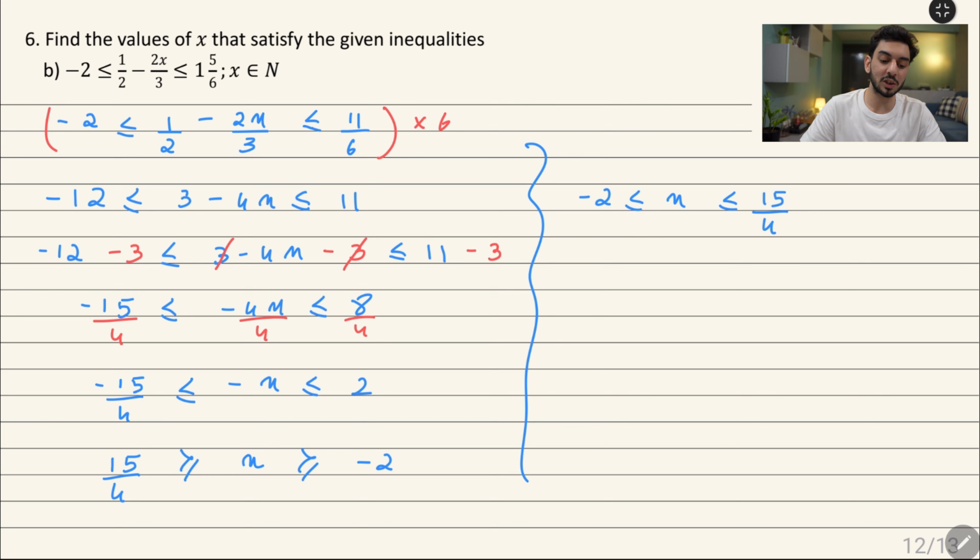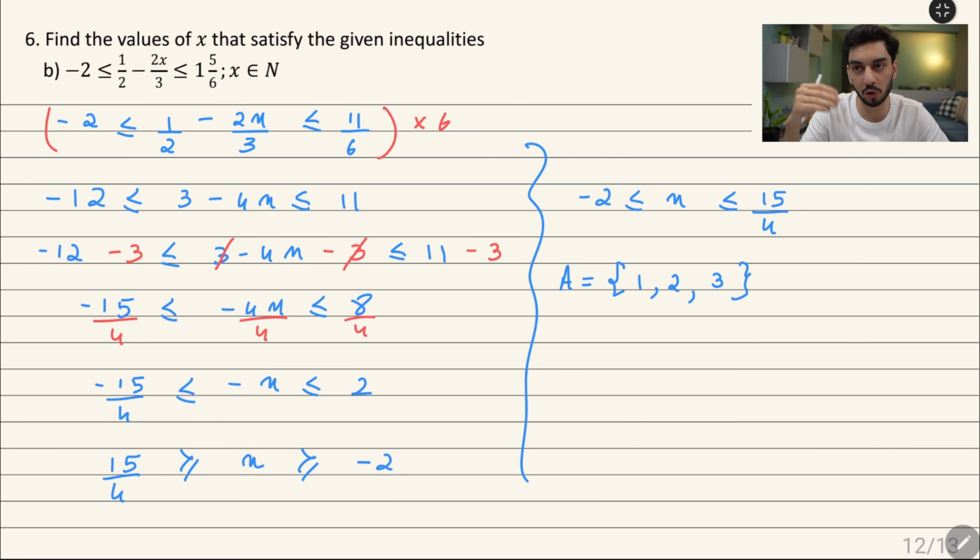Now the question says that x belongs to N, which means x is all natural numbers. So from negative 2, we just need to start counting where the natural numbers are. So negative 1 excluded, 0 excluded. My solution set would be starting from 1, then 2, 3, and I think that should be it, because had it been 16 over 4, it would have been 4.